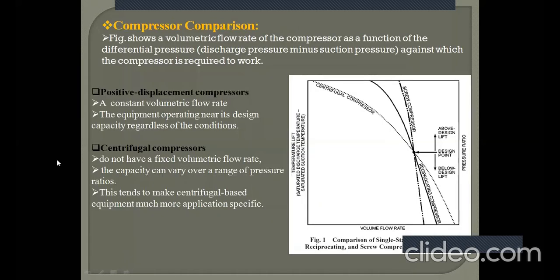Then compressor comparison. Please refer to this figure. On the x-axis is volume flow rate, on the y-axis is temperature lift, and on the right-hand side is pressure ratio. As you can observe, for the screw compressor and the reciprocating compressor, the capacity is nearly the same irrespective of the volume flow rate. Nearly a straight line, with very little variation in volume flow rate.